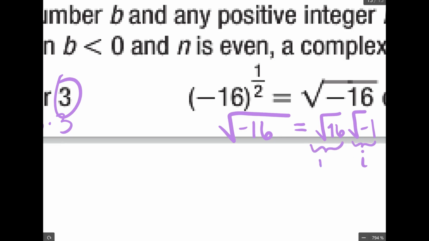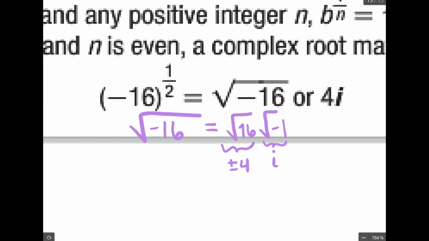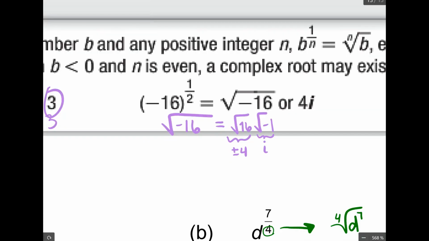Here, the square root of 16 is plus or minus 4. But we didn't ask for the plus or minus, so that's why we just said 4i, because that's the principal root.